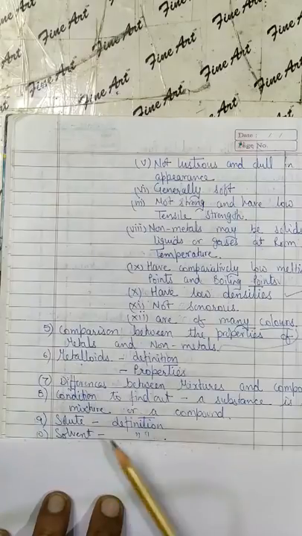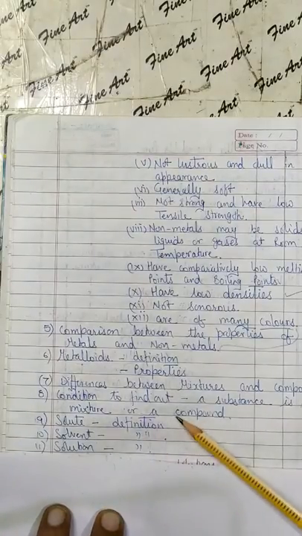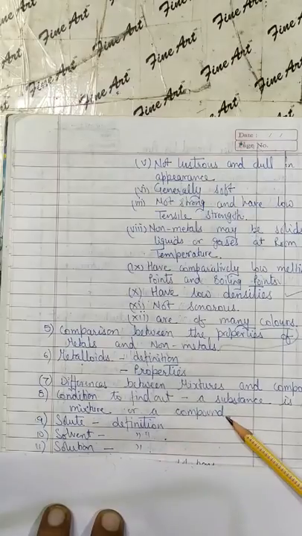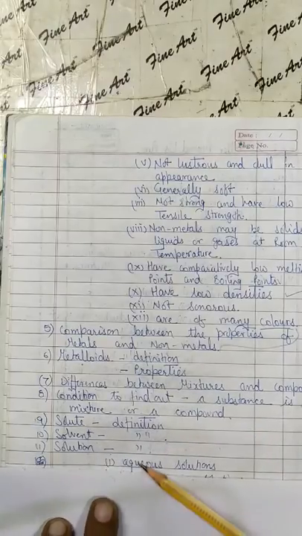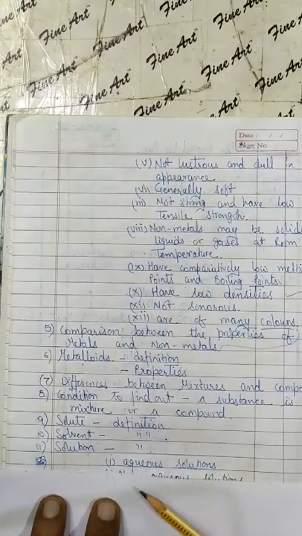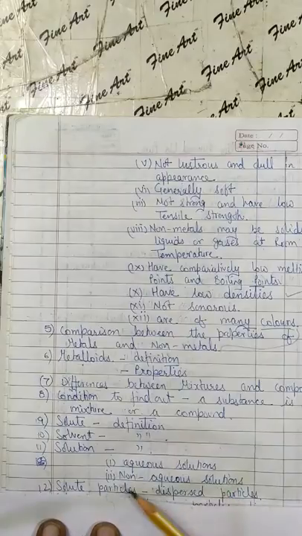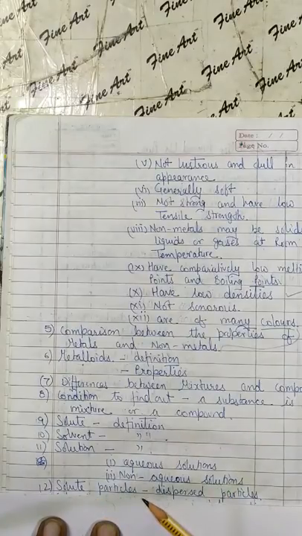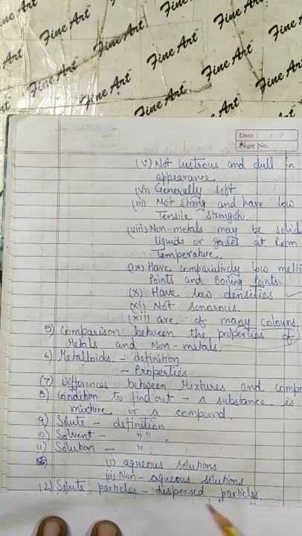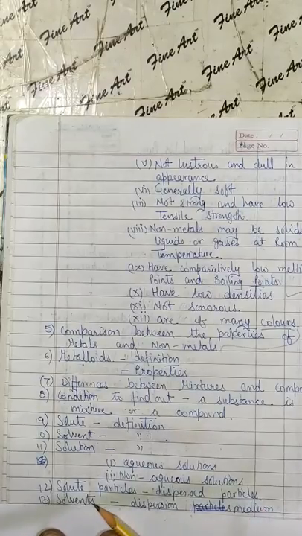Then comes solvent, and its definition. Next comes solution, and its definition. We need to define these three along with examples, right? Next, under the solution category, solution is of many types, right? One is aqueous solution, non-aqueous solution, and then comes solute particles. Solute particles are the dispersed particles. And then comes solvent, the dispersion medium, right?